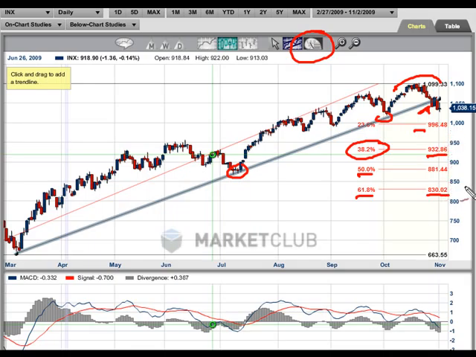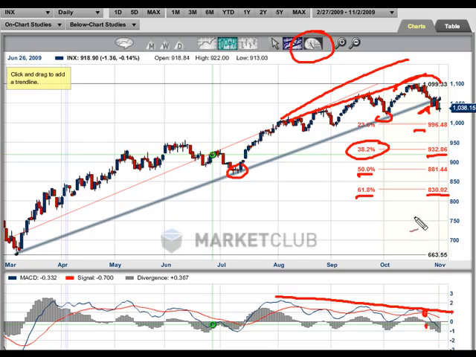A couple of things we alerted you to last time was the divergence here on the MACD. You had prices going higher, like here, and then you had the MACD turning down. We actually had this turn. We caught this several days ago when the market turned down.